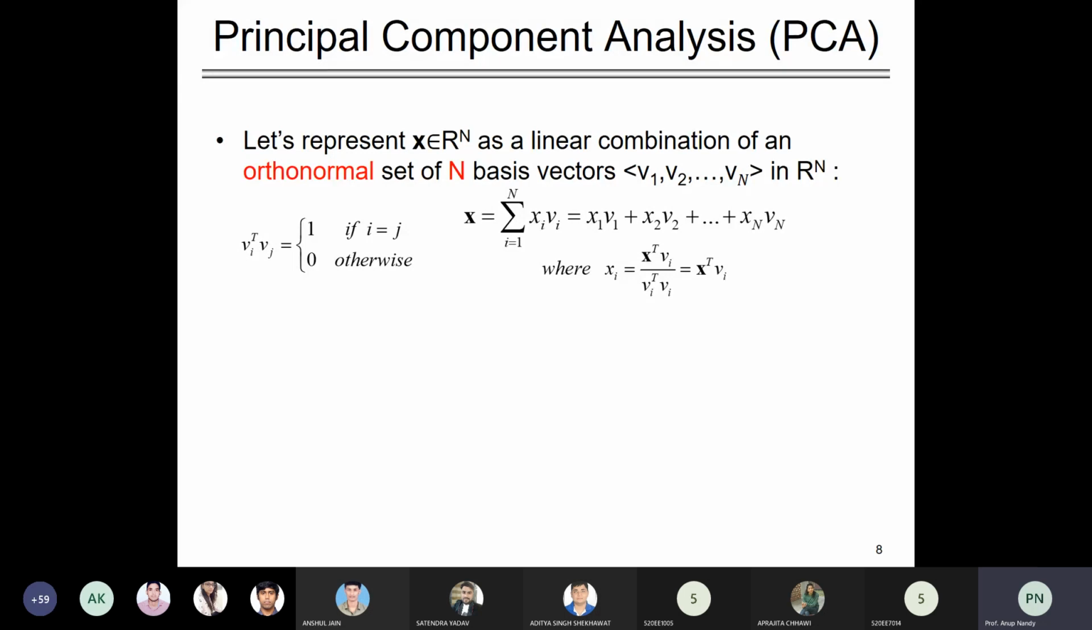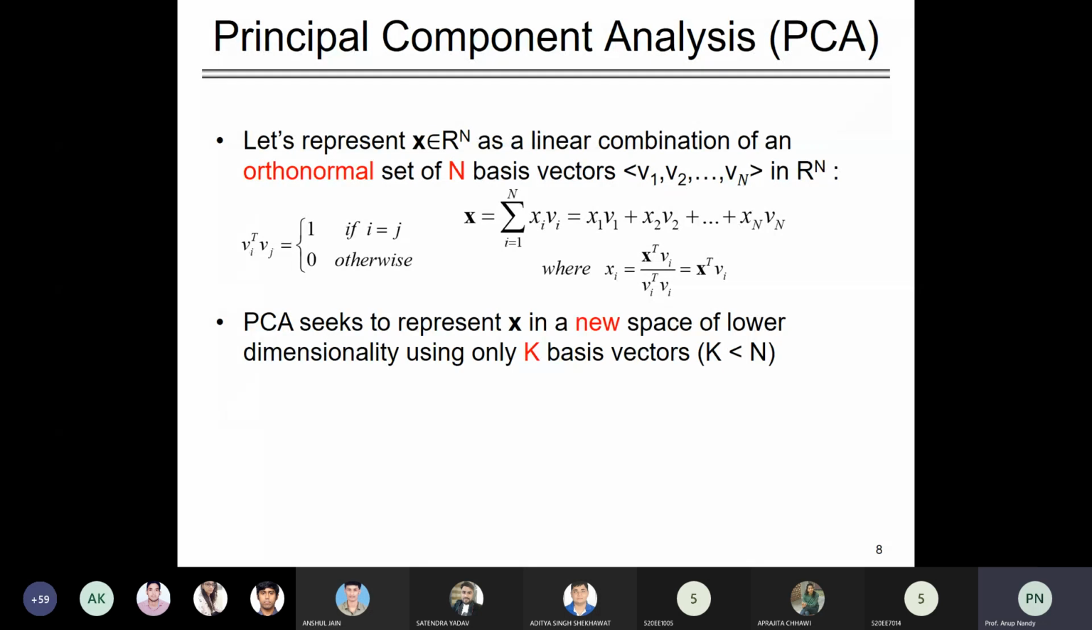That is why we are using this v transpose into vi. That's it. x transpose vi divided by vi transpose vi, or you can simply write this as x transpose into vi. Now PCA seeks to represent x in a new, lower dimensional space, where you have k basis vectors instead of n basis vectors.